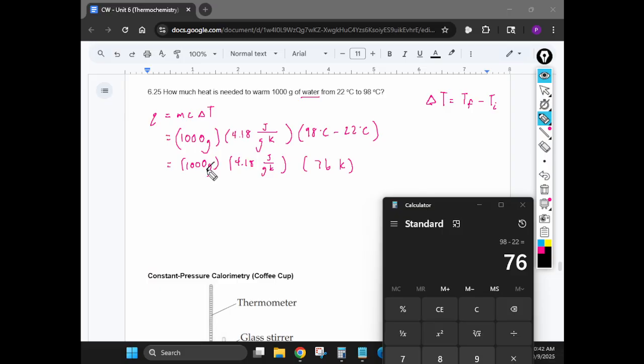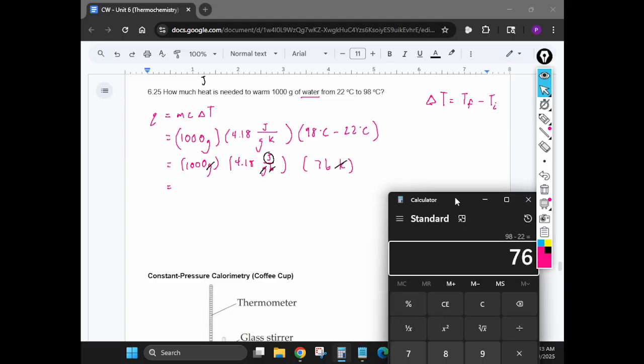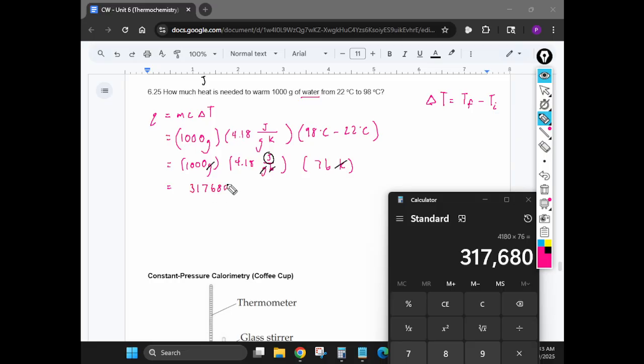You got grams right here and grams on the bottom of the fraction, so they cancel out. You have Kelvin on the bottom of the fraction and a Kelvin up here, so they cancel out. The only thing you're left with is joules, which is what you want because you're solving for heat, which is energy. Okay, so all we got to do now is plug it into the calculator. So you got 1,000 times 4.18 times 76, and then your answer is going to be this big number right here. And your final unit of measurement will be joules.